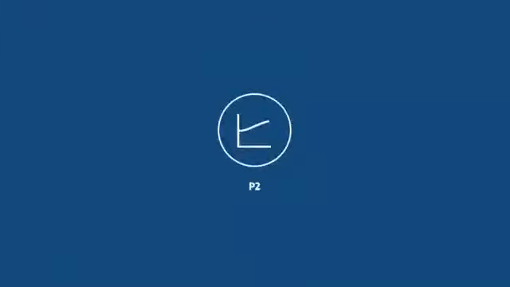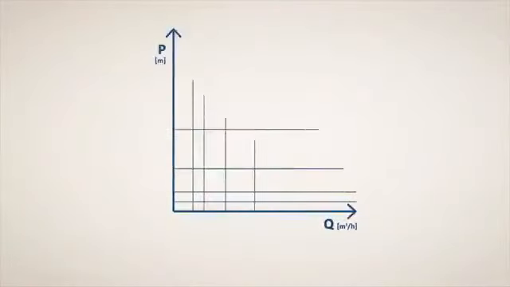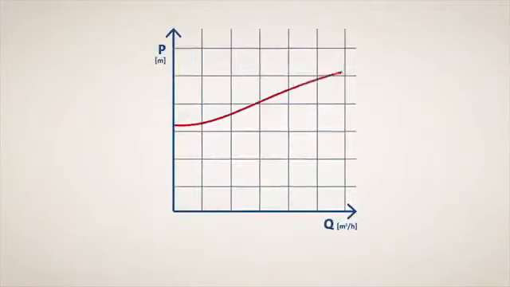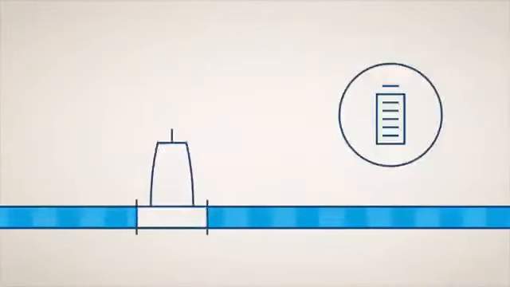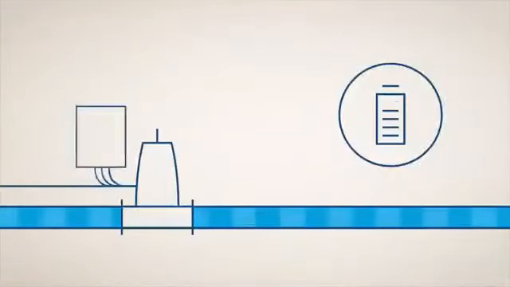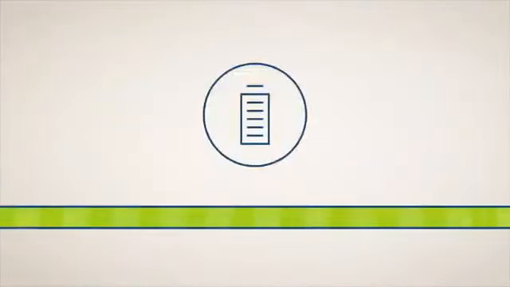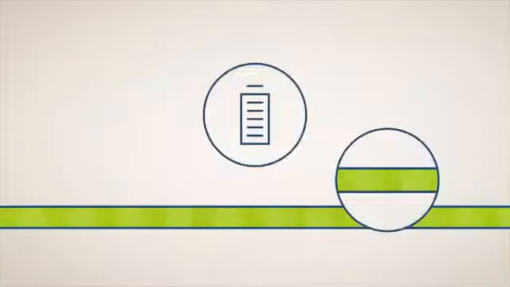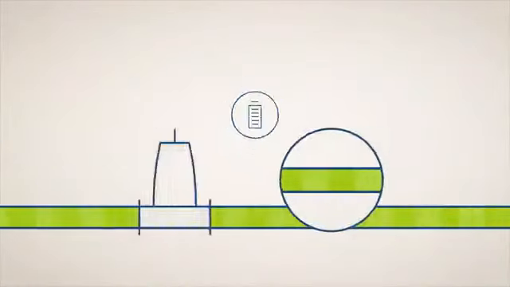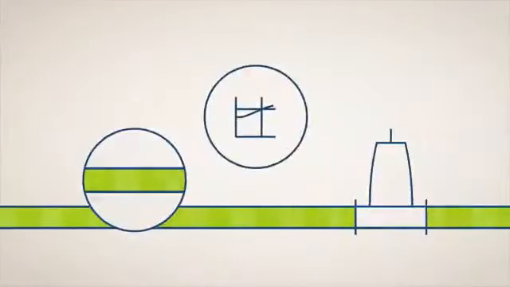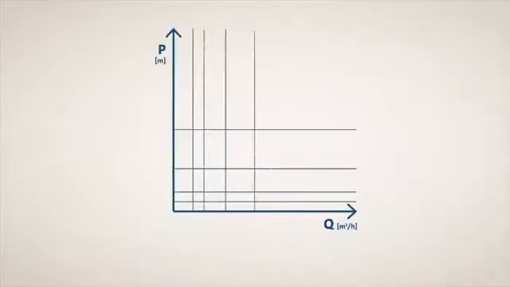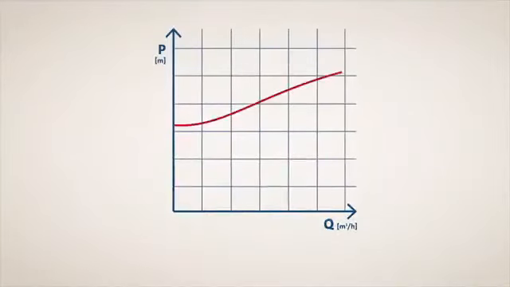Next, there's the P2 curve, measuring the relation between a pump's power consumption and flow. The pump's power consumption determines the size of the electrical installations which must supply the pump with energy. Power consumption also depends on the density of the fluid. If the fluid's density is higher than that of, say, water, motors with a correspondingly higher output must be used. As you can see here, the P2 value increases when the flow increases.